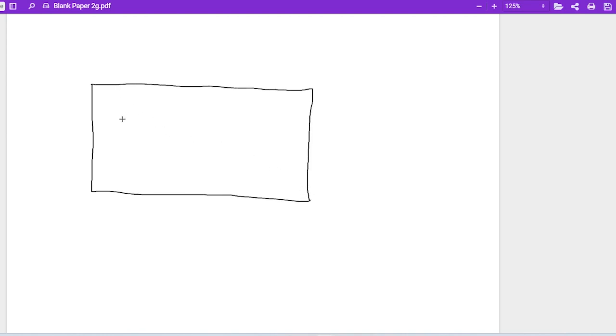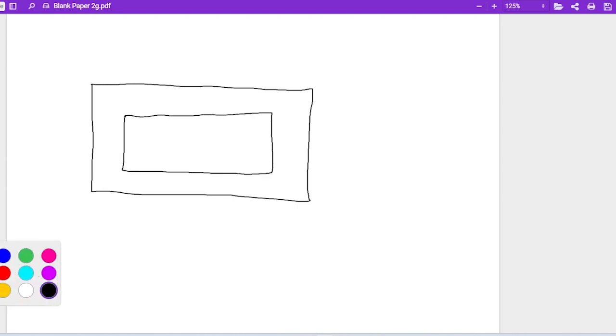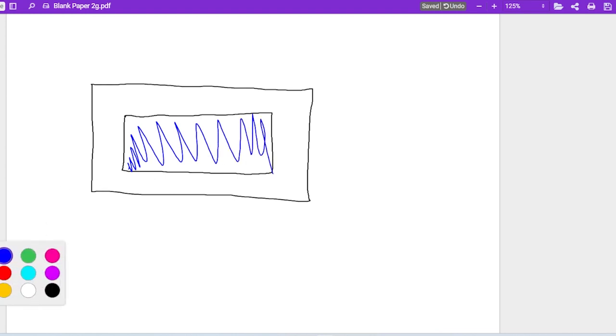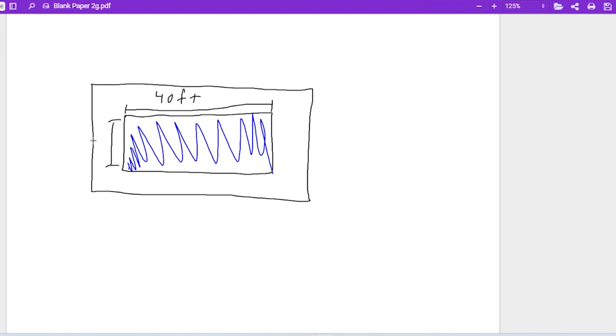Okay, for this next one we have another word problem. Imagine that we're building a pool with a little walkway deck around it. Okay, so in the middle we have the pool, and on the outside we have the deck. Now the dimensions of the pool are going to be 40 feet long by 30 feet wide.